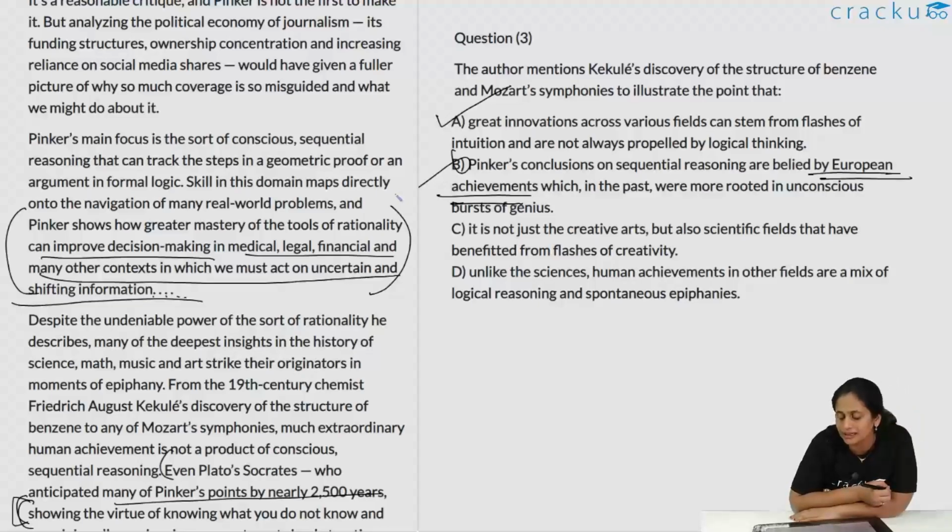It is not just the creative arts but also scientific fields that have benefited from flashes of creativity. The point is not that, okay, this is not just arts but also scientific fields. The broader point that he is making is that in many fields, from science to arts, it is the bursts of inspiration that are often the cause of discoveries and innovations and not sequential reasoning. That is the point being made. So C is also missing the main point. Unlike the sciences, human achievements in other fields are a mix of logical reasoning and spontaneous epiphanies. Even in sciences, it is a combination of logical reasoning and spontaneous epiphanies. So this is distorted. D can be eliminated.